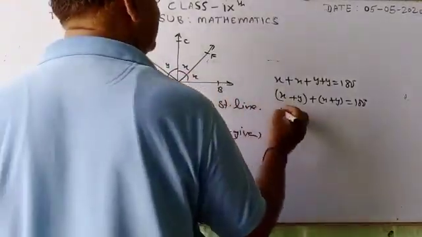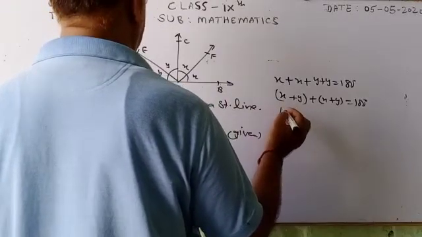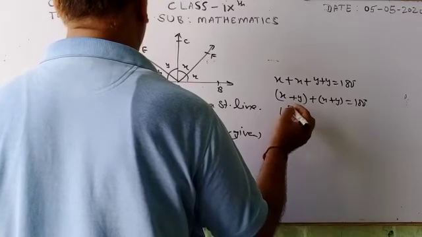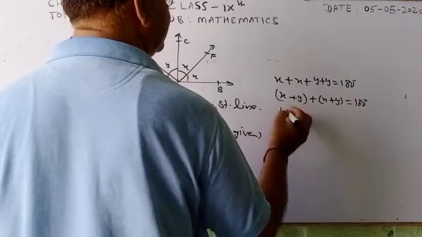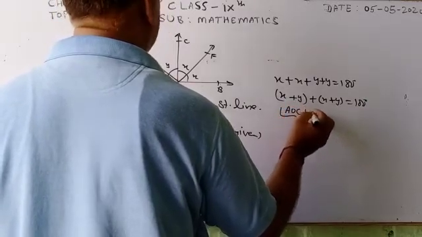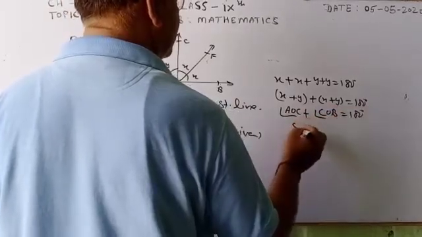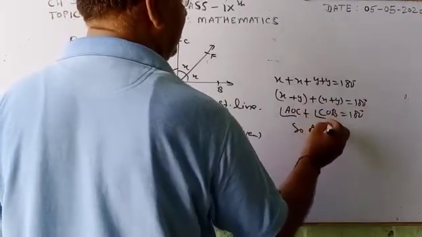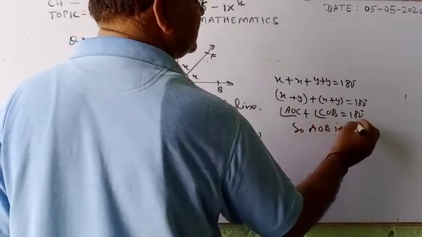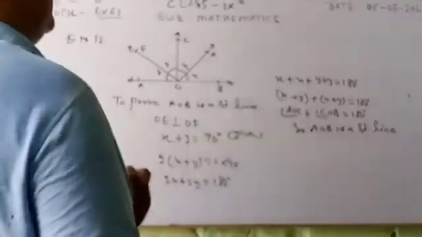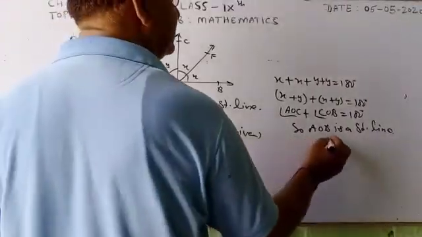So this becomes angle AOC plus angle COB equal to 180 degrees. So AOB is a straight line. So students, hence proved.